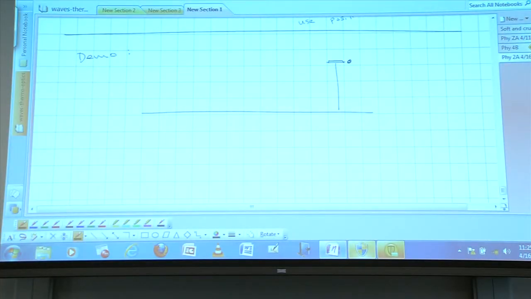We got two projectiles. One, we're just going to drop. It's going to hit right there. The other one, we're going to give a horizontal velocity, and it's going to follow a path that looks something like that.